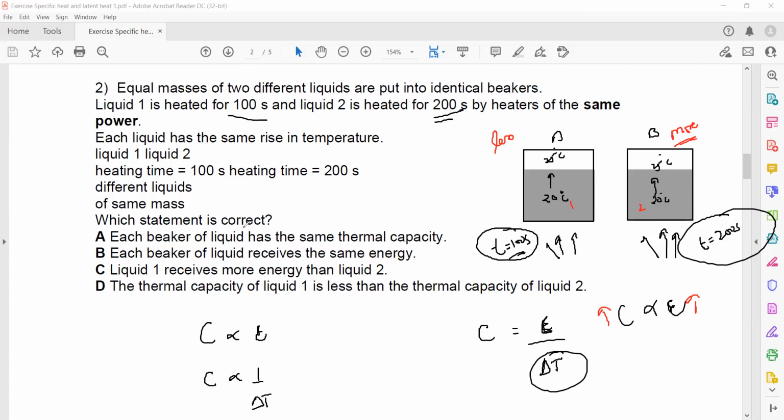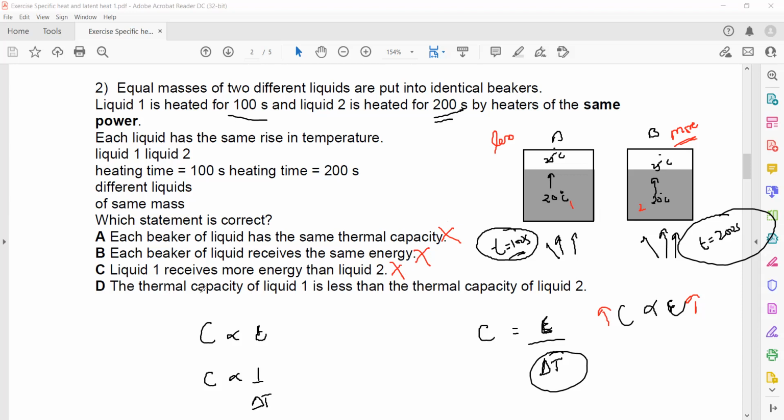So which statement is correct? Each beaker of liquid has the same thermal capacity, that's wrong, because B absorbs more energy, so it means B has a higher thermal capacity. Each beaker receives the same energy, that's also wrong, because beaker 1 we heated only for 100 seconds, whereas beaker B we heated for 200 seconds. Liquid 1 receives more energy than liquid 2, that's also wrong, because liquid 1 only receives energy for 100 seconds, whereas liquid 2 receives the energy for 200 seconds.